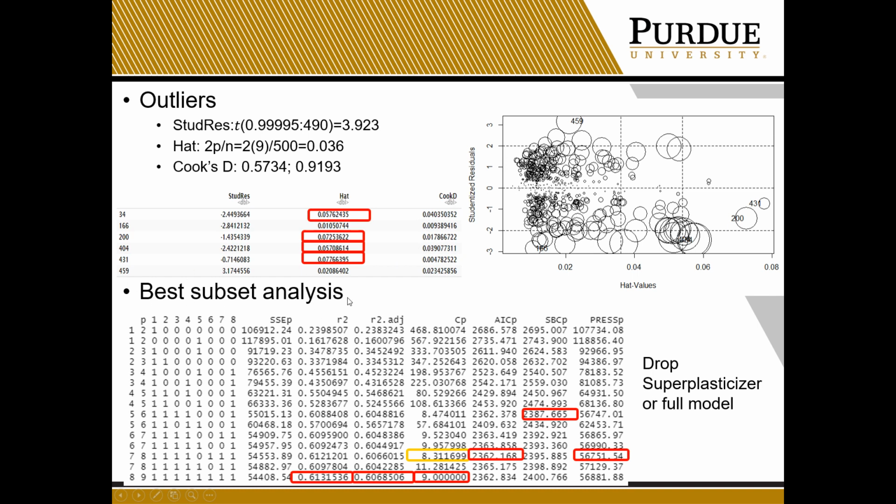Next, I did the best subset analysis. Based on the results, we can see there are 2 models that are acceptable: the last model with all variables and the 7th model with only dropping the superplasticizer. The full model has the largest R-square and adjusted R-square and the best Mallows Cp. And the 7th model has a still good Mallows Cp and the lowest AIC and the lowest PRESS P. So in the later model selection process, we can consider these 2 models, which are the full model and the model without the superplasticizer.